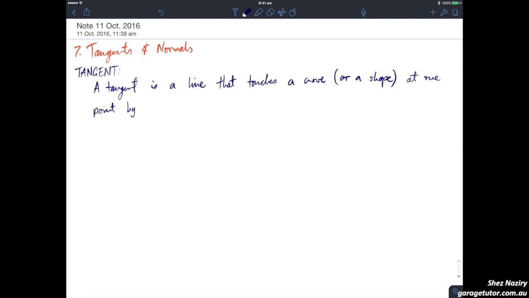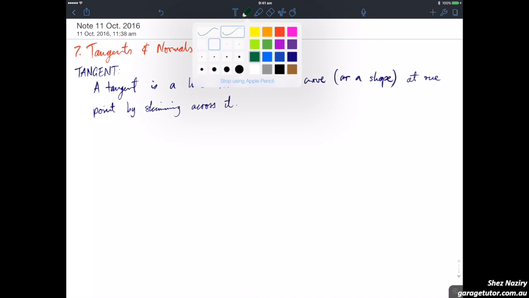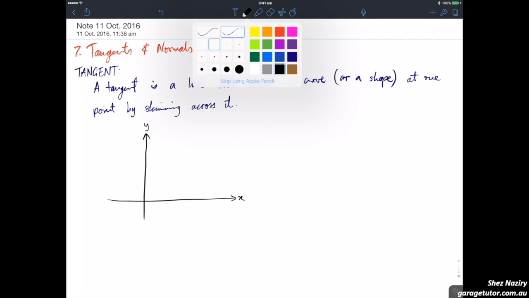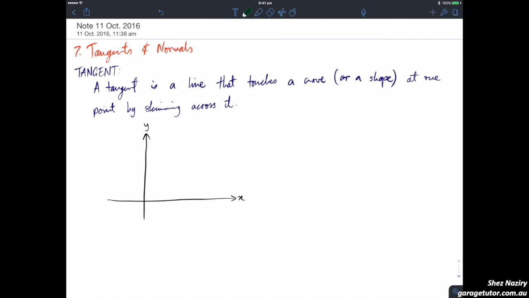by skimming across it. Okay, now I'll give you a visual aid so you can understand what that means by skimming across it. So for example, let's say we've got this curve on the XY plane. Have a look. Say we've got this graph here, whatever it is. It doesn't really matter what it is. We'll just call it y equals f of x.